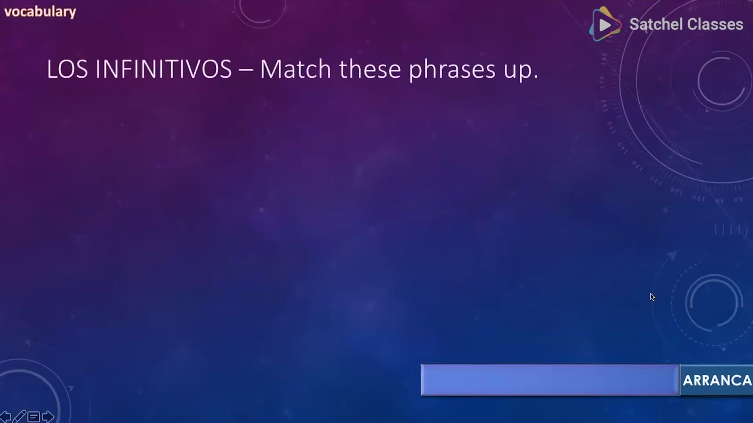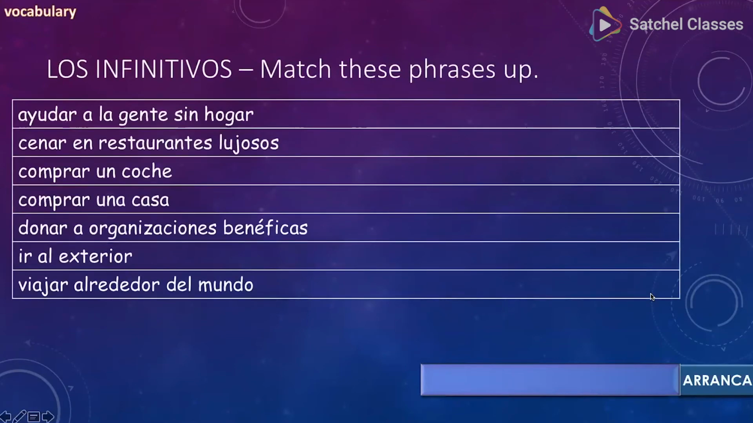Now then, we are going to be talking about infinitives, and we need to match the following phrases. Ayudar a la gente sin hogar, cenar en restaurantes lujosos, comprar un coche, comprar una casa, donar a organizaciones benéficas, ir al exterior, viajar alrededor del mundo.